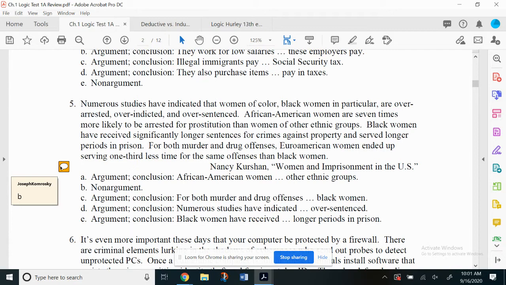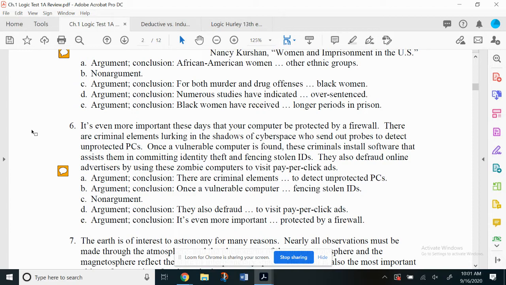You can push pause and look at this. So how many of you got E? It is an argument. And furthermore, that is the conclusion. So basically, all of this down here supports that. So it's an argument. That's a conclusion.